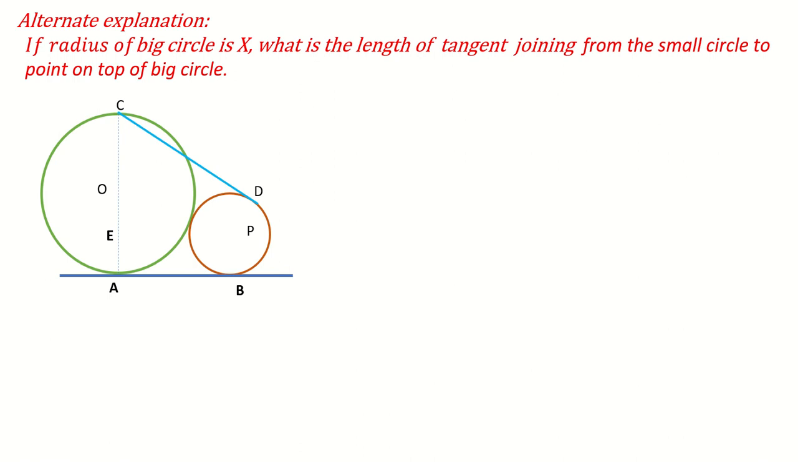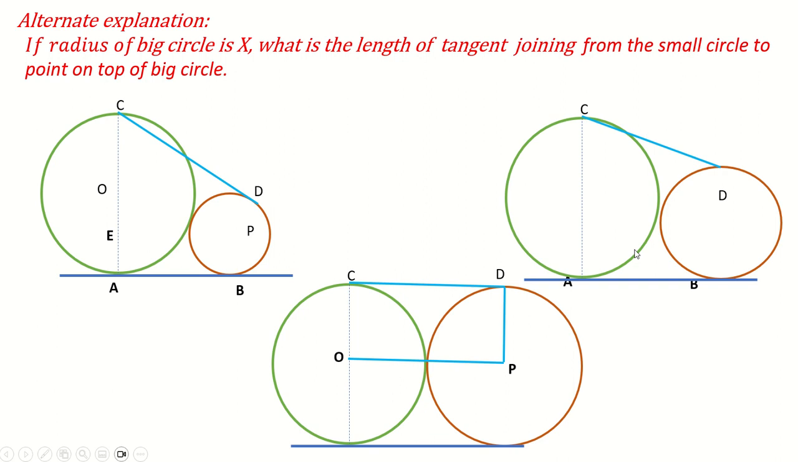You have given like this, you need to find CD. Bigger circle radius is X. You increase the smaller circle, bigger, still CD will be same, and you make both the circles same. And you need to find out CD. How do you find out CD? CD is nothing but sum of two radiuses of the circle. Both circles are same in size, so X plus X. So CD equal to 2X, right?